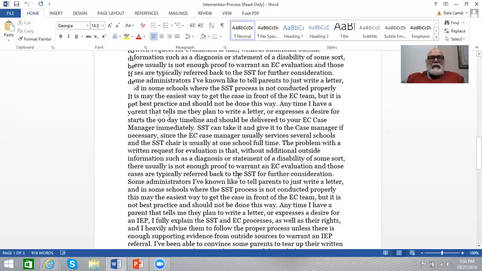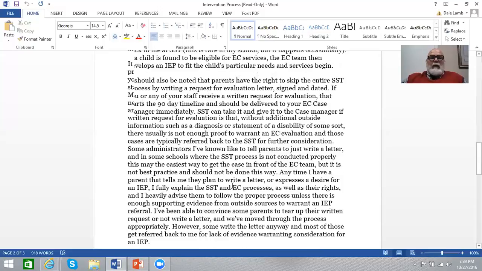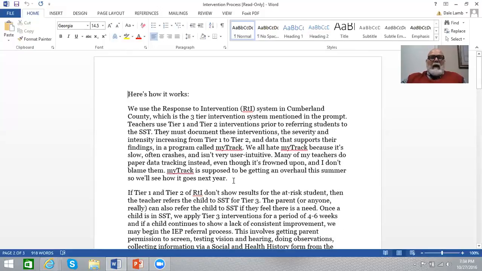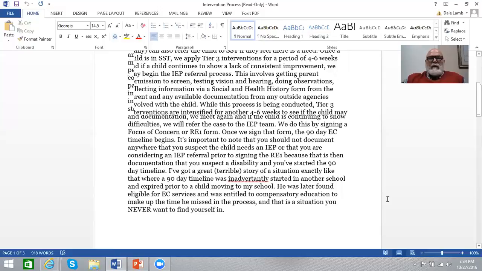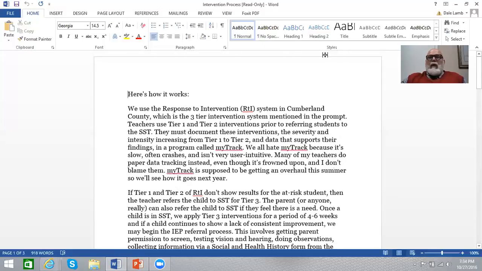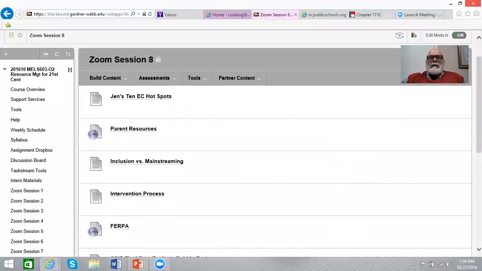I pulled this one. This is a really good summary from Cumberland County, which is a big district. Similar. It's in Fayetteville. It's a big one. And so it works the same way as it does in Charlotte. So this is a good one here, and I've written it all down. So again, this is under Zoom session 8. All right, so we've done Gens 10.